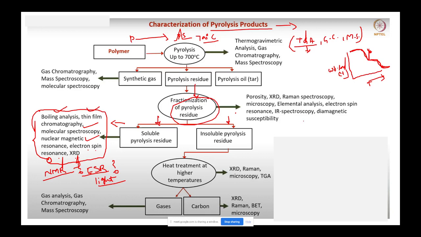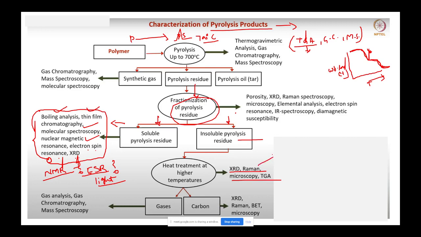And if your material is an insoluble pyrolysis residue, then you can do heat treatment at a high temperature, and you can take XRD, Raman, and TGA.